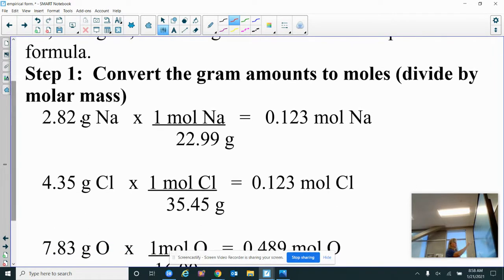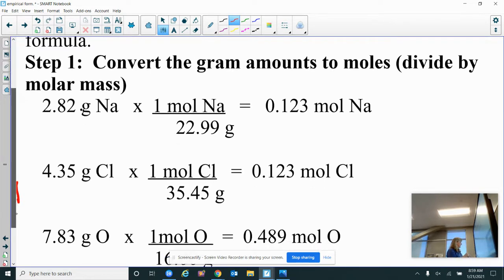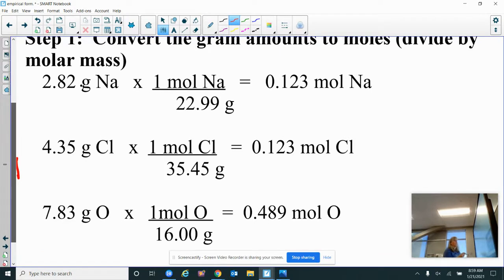So for sodium, its molar mass is 22.99. I'm getting that right off the periodic table. For chlorine, the molar mass is 35.45, and for oxygen, it is 16.0. So divide each one by its molar mass. That gives you mole amounts. Okay, so that's always step 1 to do empirical formula. Divide by the molar mass. You have to compare mole amounts. You cannot compare gram amounts.